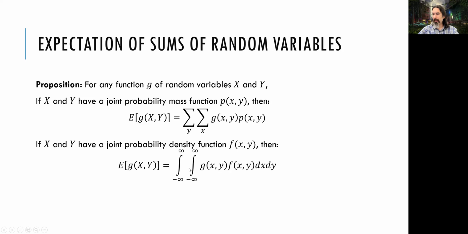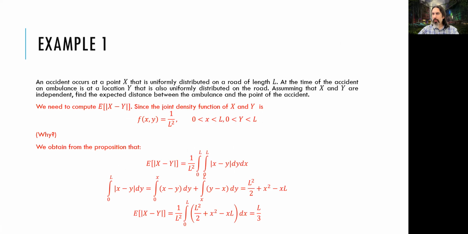And this is the same thing. And again, we have double integrals or double sums over here. For example, now we know that an accident occurs at a point x, which is uniformly distributed over a road of length L, and there's an ambulance on that road as well, and this one is uniformly distributed as well. And these two events are independent. We know that those values do not affect each other. So it's asking us to find the distance between that ambulance and the accident.